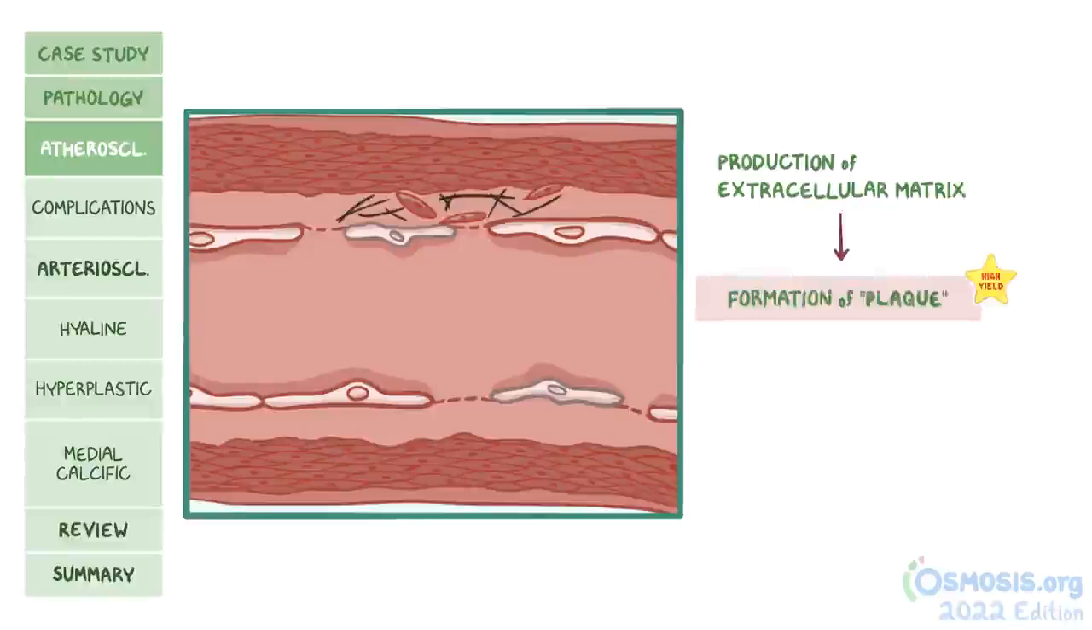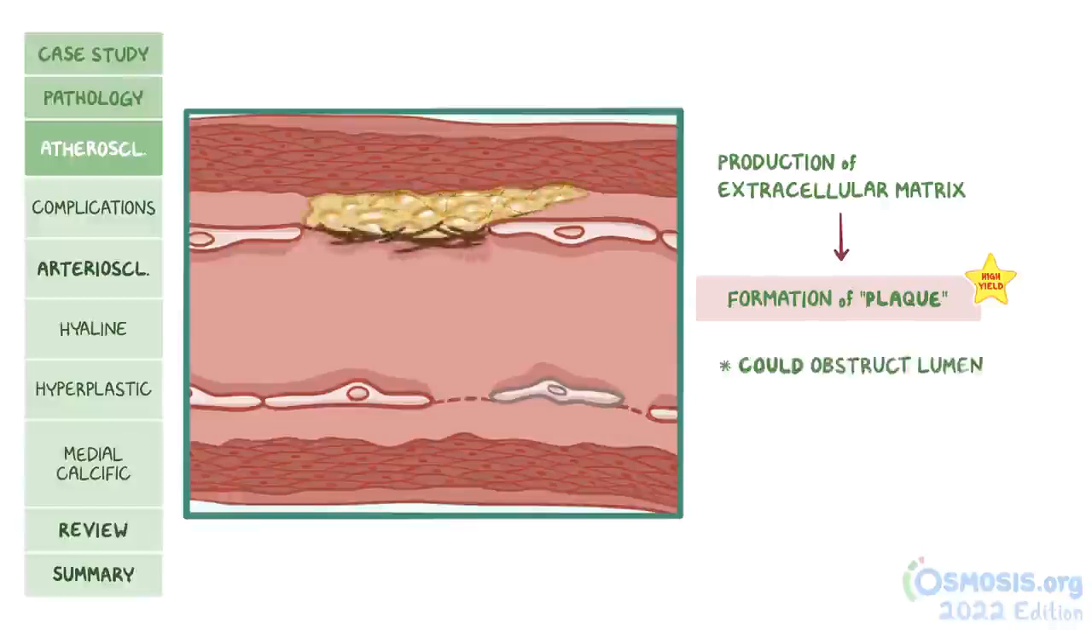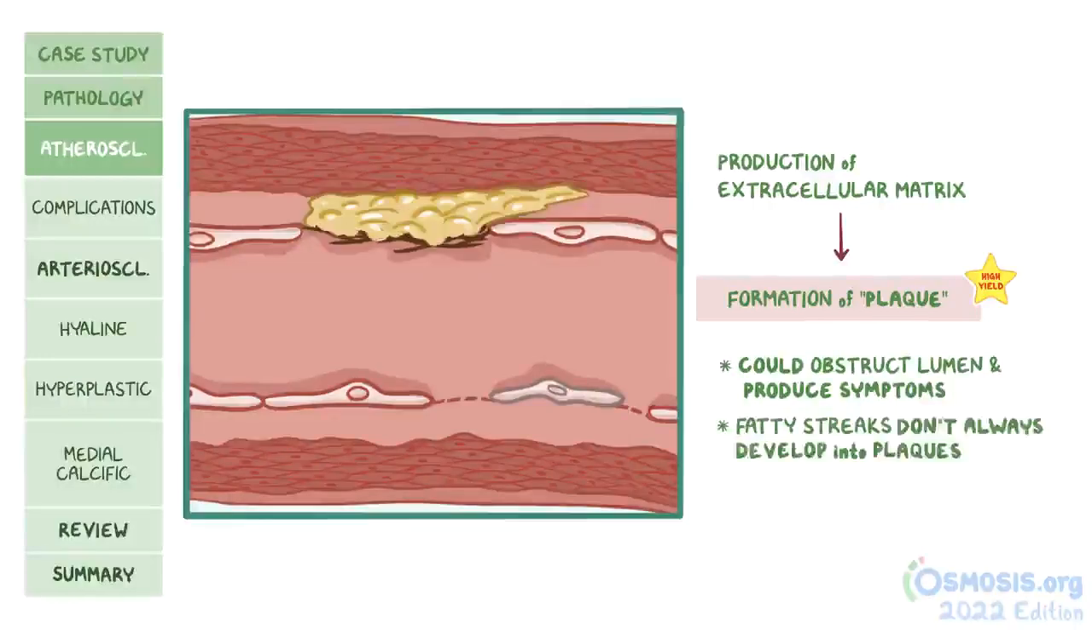called a plaque. The lipid core is made of cholesterol crystals that under the microscope look like white slit-like spaces. The fibrous cap is what separates the lipid core from the blood vessel lumen. Unlike the fatty streak, an atherosclerotic plaque could obstruct the lumen and produce symptoms. Keep in mind that although fatty streaks can form as early as adolescence, they don't always develop into plaques.